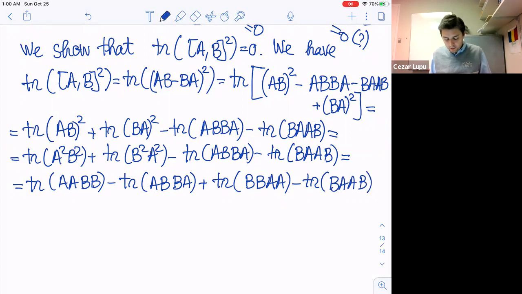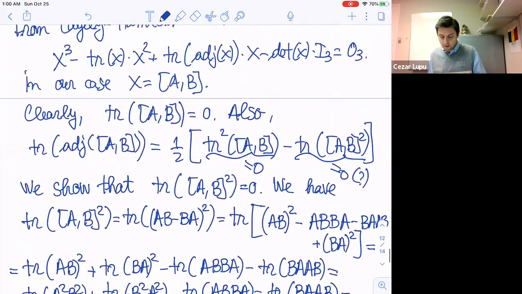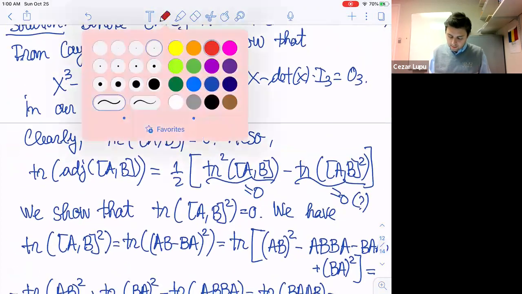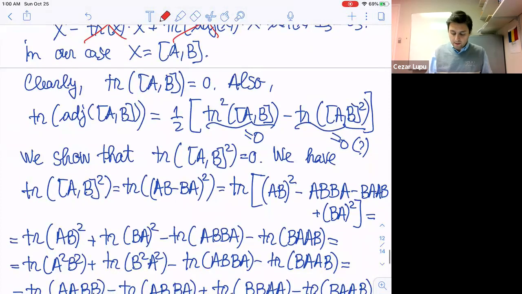And now, if you look at this guy here, if you move A at the end of this, it will give you a trace of ABBA. So these two guys will give you 0, and the same thing will happen with these two guys. So the sum will be 0. All right, that's great. So we got rid of this guy as well. So let's look at them. This guy, we got rid of them. This guy, we got rid of them.